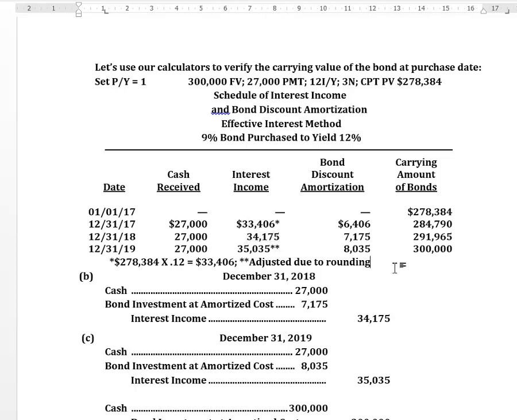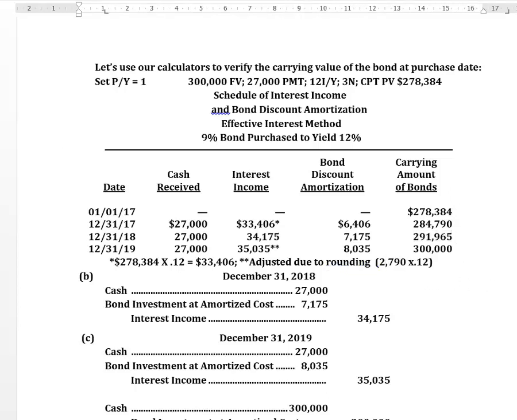34,175. So again, if I took 284,790 and multiplied that by 12%, okay, I'm going to get 34,175, right? So the difference between the cash received and the interest income booked is going to be the amount of discount I amortize. Add that to the carrying value and you're going to get 291,965.